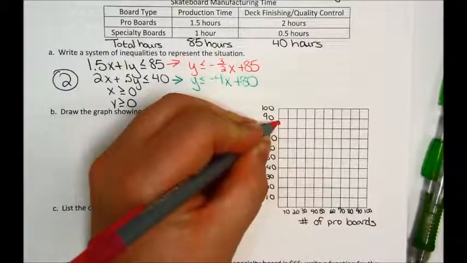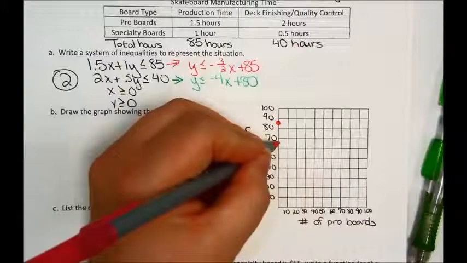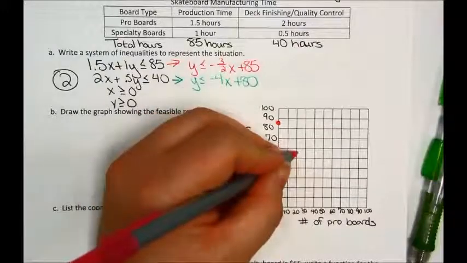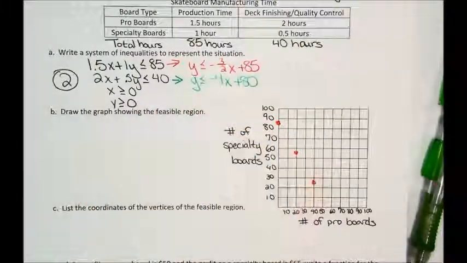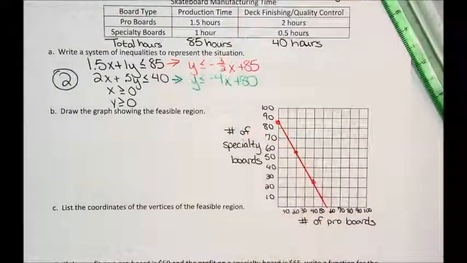From there, I'm going to use my slope. The slope is negative 3/2, so I'm going to count down 3 and right 2. It is equal to, so I'm going to use a solid line to connect them. Since it's less than, I'm also going to shade down.